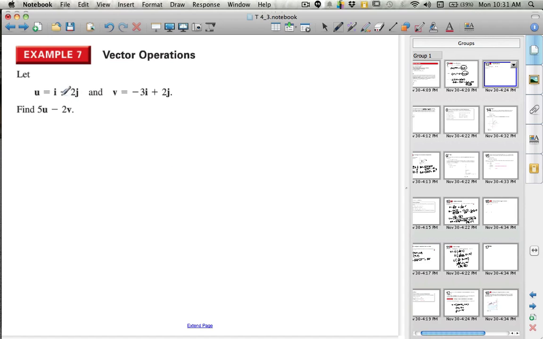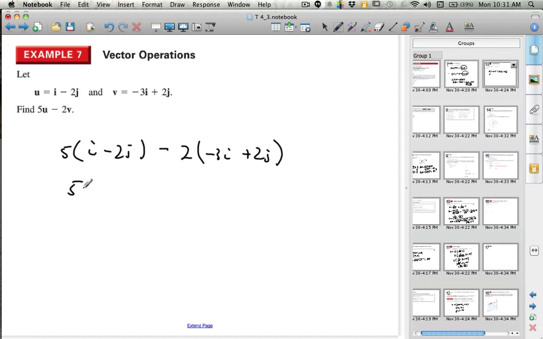So now we've done these items in component form. We've done addition in component form and subtraction. Now we're going to do it in linear combination form, but it's still basically the same. I want to have 5u, so I'll have 5 times i minus 2j, minus 2 times v, which is -3i plus 2j.